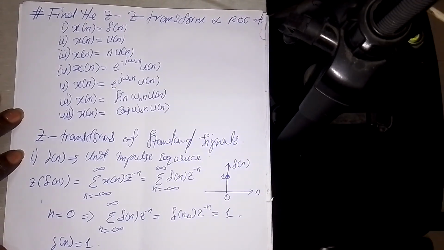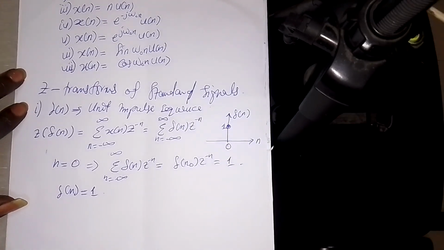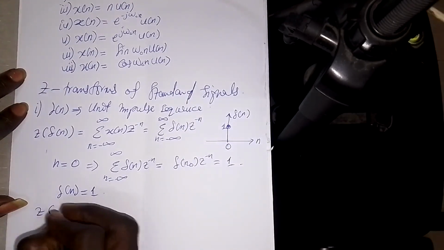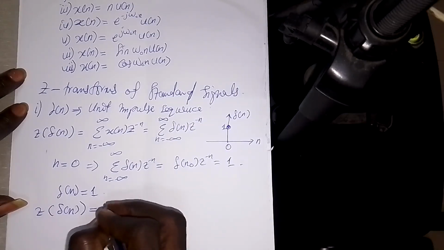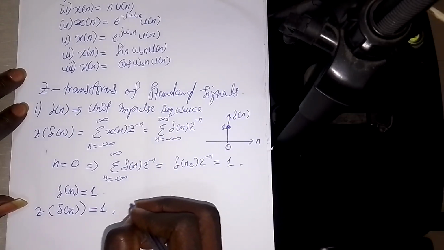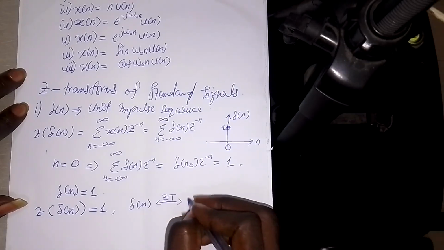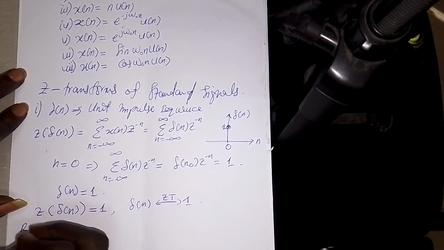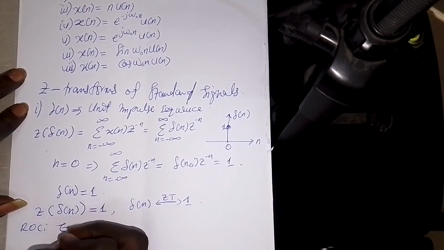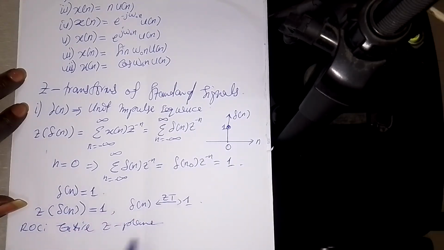So what I can say is that the Z transform of delta of n is equal to 1. Or you can say that delta of n has Z transform 1. And the ROC is the entire Z plane. So this is the standard unit impulse signal.